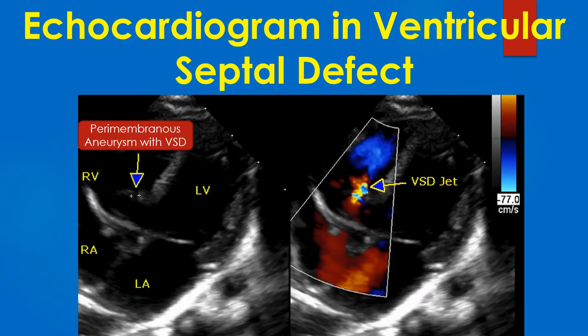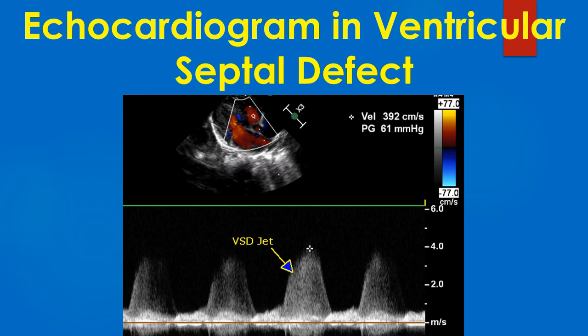Echocardiogram in a tilted apical 4-chamber view showing all 4 cardiac chambers. RA right atrium, RV right ventricle, LA left atrium, LV left ventricle. The perimembranous ventricular septal aneurysm with defect is marked by arrow in the left panel. Right panel shows the reddish mosaic multicolored jet through the ventricular septal defect.